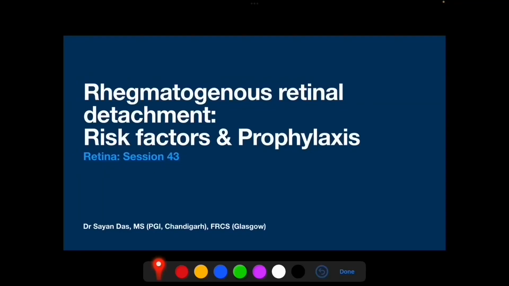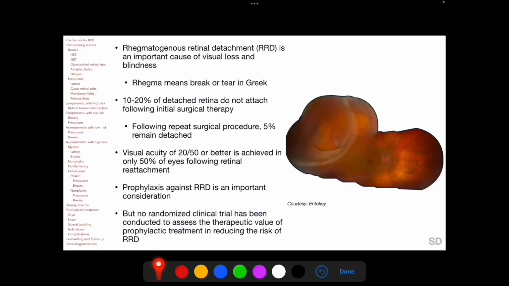Welcome. With this session, we'll start our discussion of rhegmatogenous retinal detachment, and in this session, we'll be discussing the retinal lesions which predispose to rhegmatogenous retinal detachment, the associated risk factors, and the principles of prophylactic treatment of these lesions in high-risk eyes in order to prevent rhegmatogenous retinal detachment.